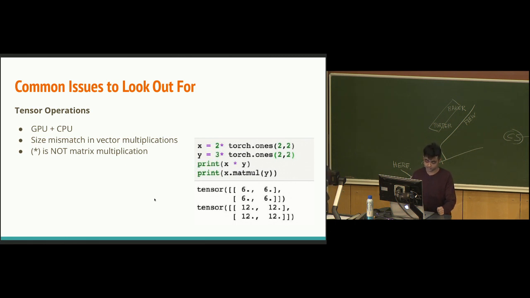And this is also a very common error: you would want to make sure that the dimensions of your tensors match if you're doing matrix multiplication or any other operation. And finally, the star operation is not a matrix multiplication. It is just the element-wise multiplication. Here, X is basically a 2x2 matrix of 2s, and Y is a 2x2 matrix of 3s. So X times Y is basically 6s, but the matrix multiplication of X and Y is the actual matrix multiplication.